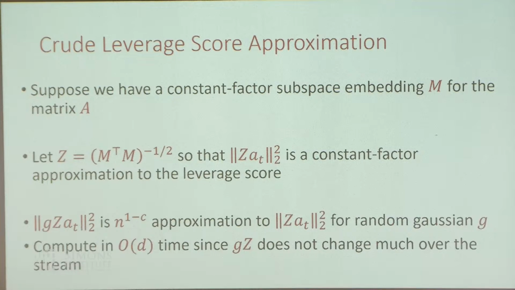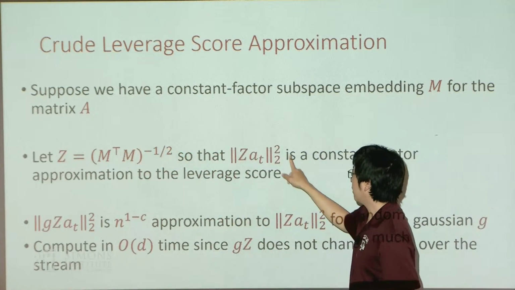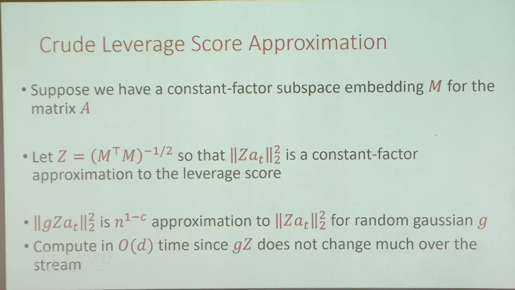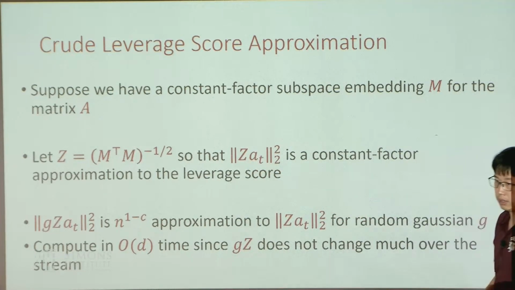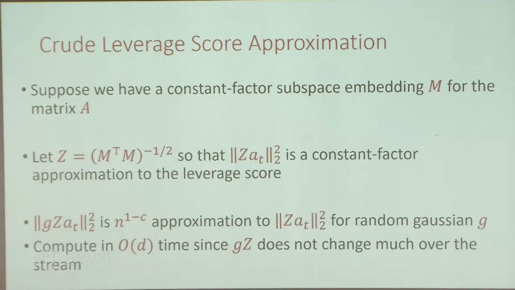And then for fast computation, we again need a crude approximation to how important each row or point is. It's known that if we have a constant factor subspace embedding M to the matrix A, then there's an explicit form for how important a row is. In fact, if we take a random Gaussian, then we can get a good approximation of how important this row is, and this can be done quickly. So the summary, again, is that there are these analogs to clustering: there's importance, there's merge and reduce, and then there's good efficient local or global encoding.